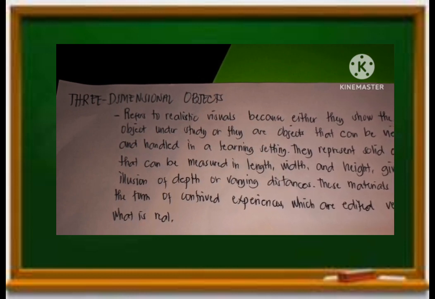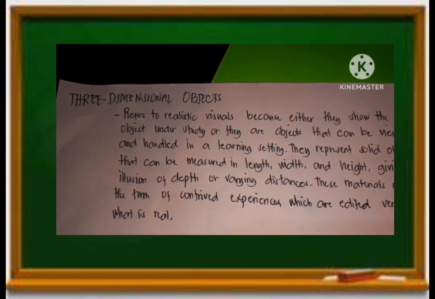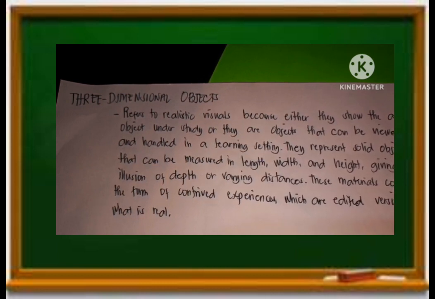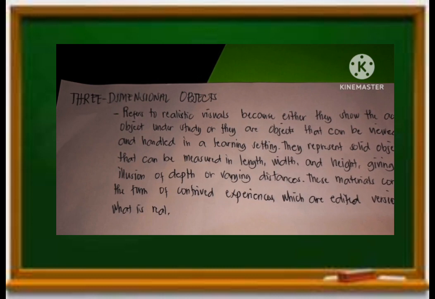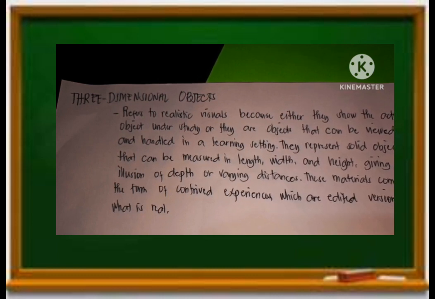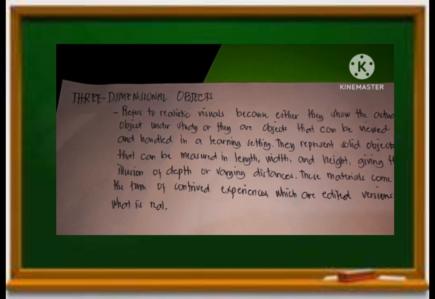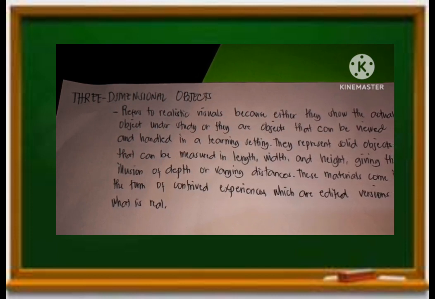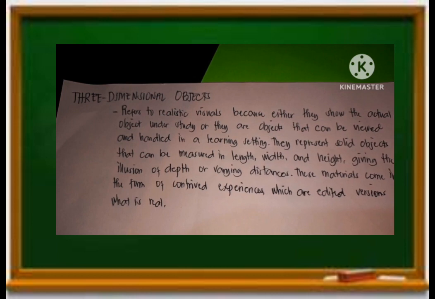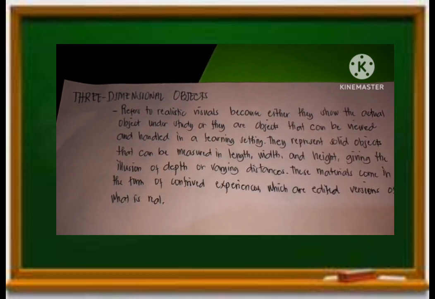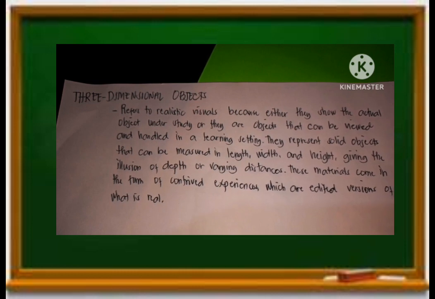Three-dimensional objects are edited copies of reality and are used as substitutes for real things when it is not practical or not possible to bring the real thing in the classroom. And all the objects around us, the ones we can pick up, touch, and move around, are three-dimensional objects.